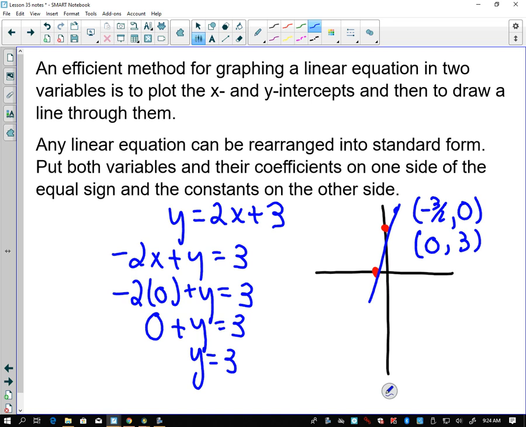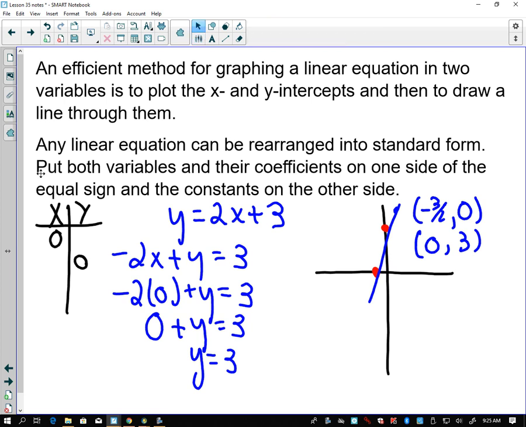Okay, another way to look at it is just set it up like this, where I have x, y. I'm going to do 0 and 0 and solve for the other set. So I can still set it up as a table of values, but that means I only have to plot 2 points. I'm not saying it's necessarily always easier to do this, because you'll notice we got a negative 3 halves. You might get an unfriendly number to graph.